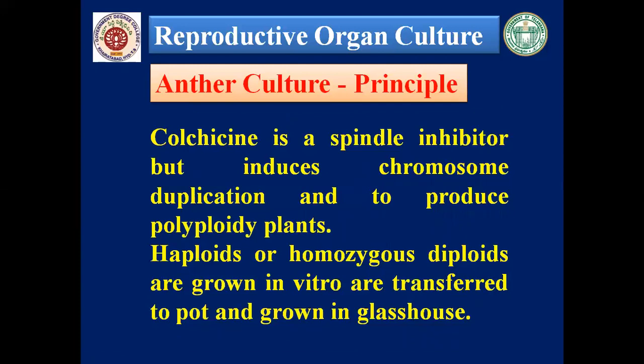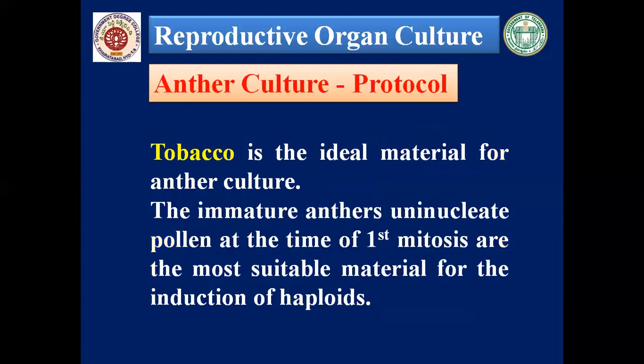Colchicine, why colchicine? Why not other processes or other chemicals? Colchicine is a spindle inhibitor, but it also induces chromosome duplication and is used to produce polyploid plants. So haploid or homozygous diploids grown in vitro are transferred to pots and grown in the glasshouse. That's why they become diploids, and they are used to produce polyploid plants.